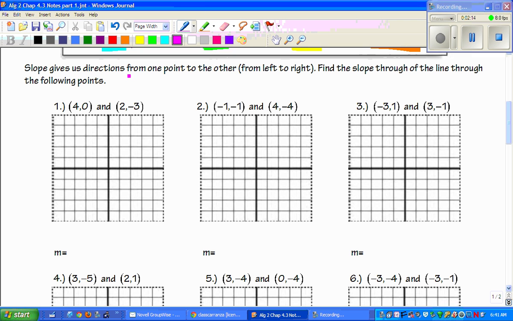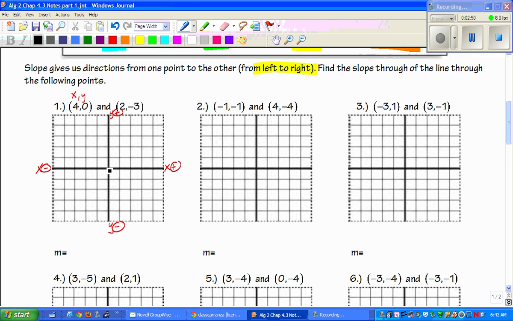So, slope gives us direction from one point to another, and the direction is from left to right. Find the slope of the line through the following points. We're going to have to graph these and figure out where they are. Always remember that this is the y-axis and this is x. When you go right, x is positive. If we go left, x is negative. When we go up, y is positive, and when we go down, y is negative. And our points are always x, comma, y. So there's our mini review.